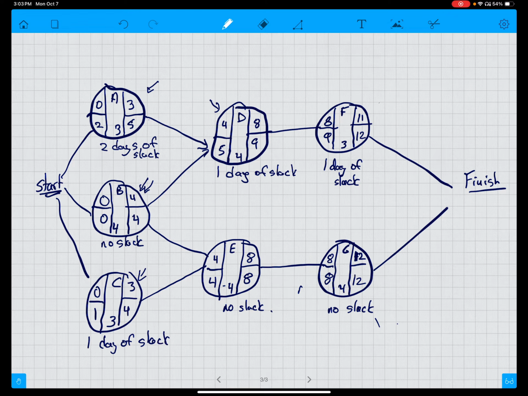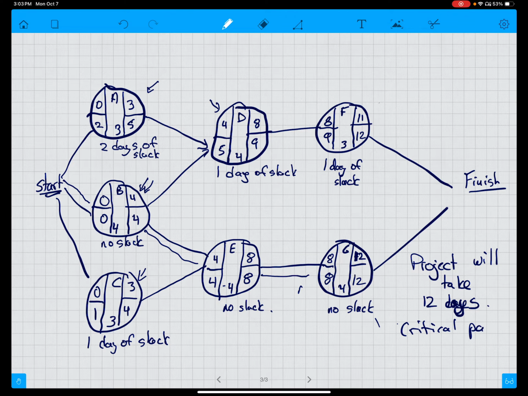So in order to determine the critical path, we look at the path or paths with no slack. So that's this, B, E, G. So the project will take 12 days, that's the longest path, and the critical path is B, E, G.